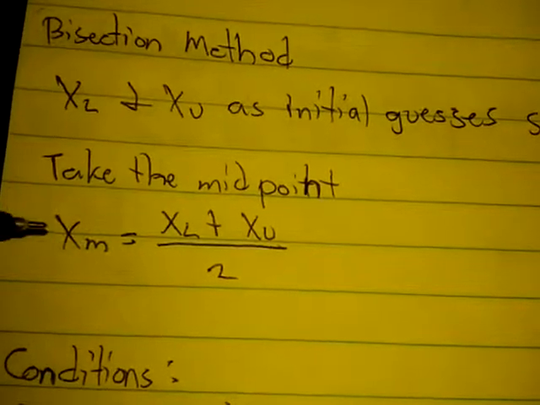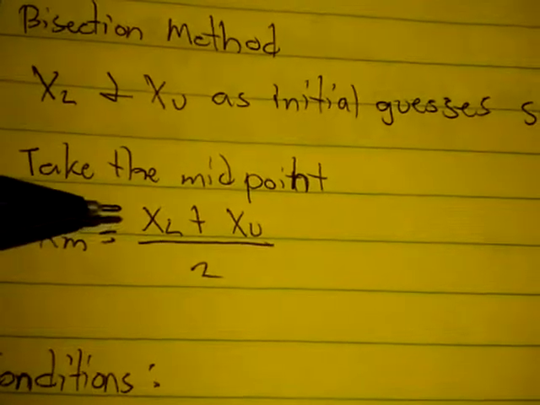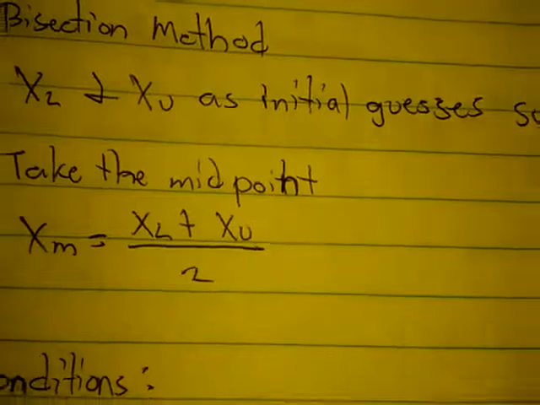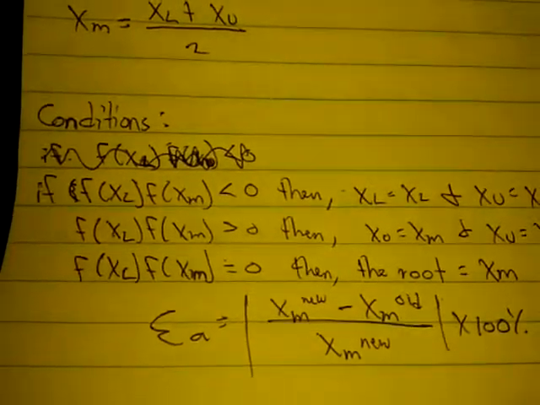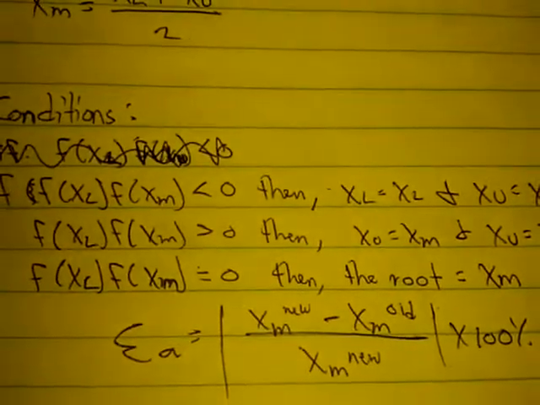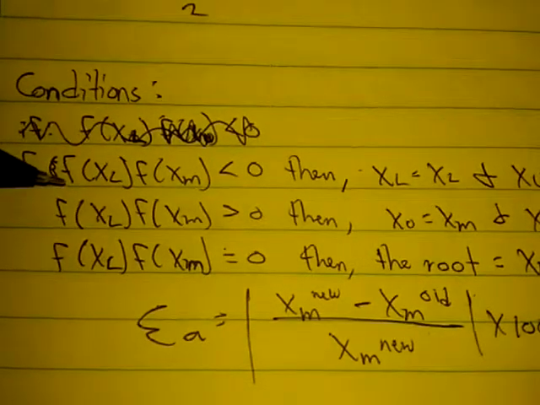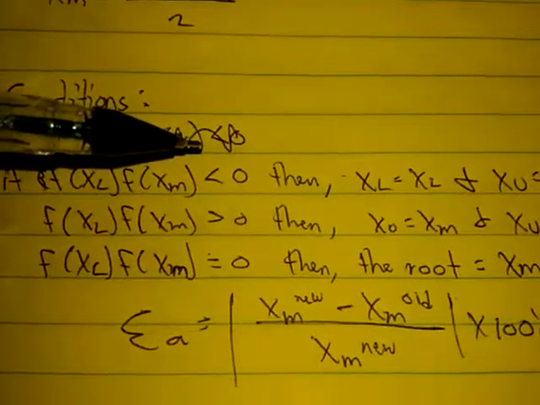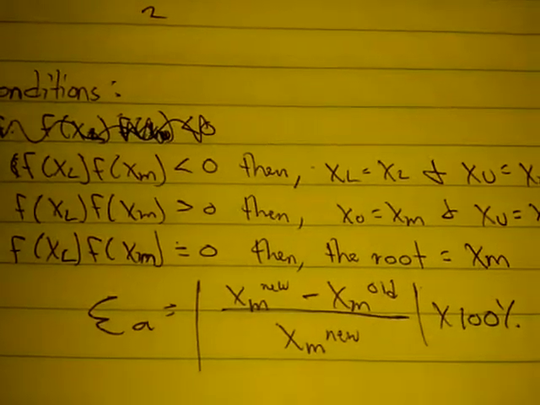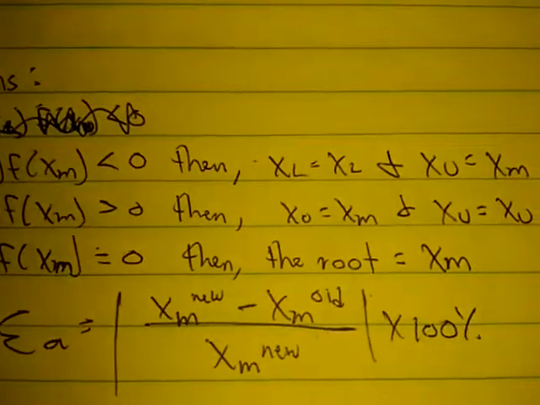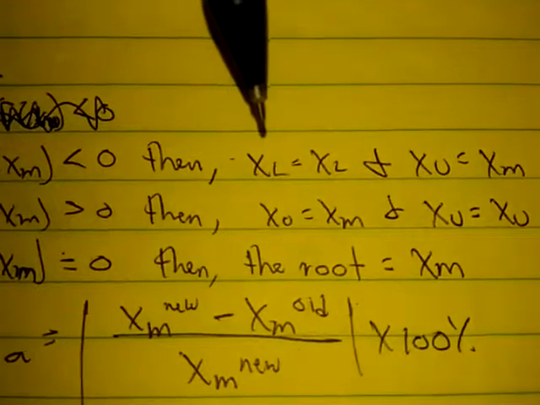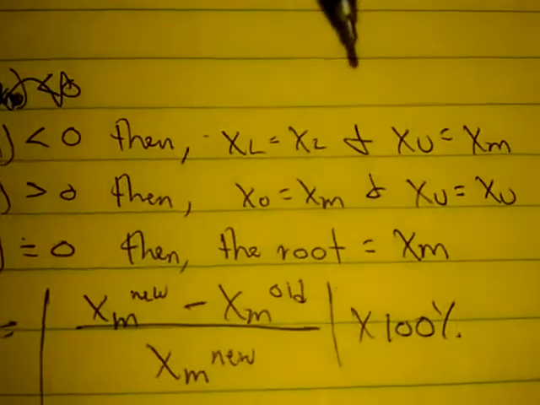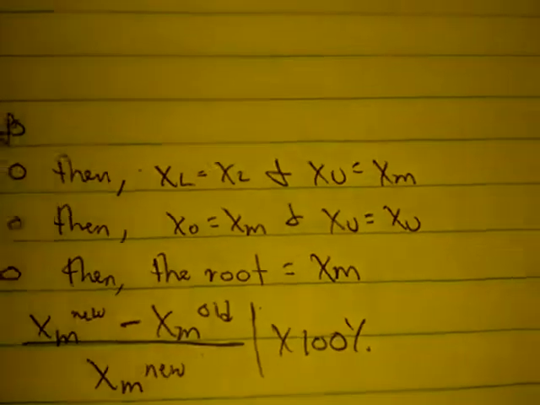solve mo muna yung midpoint niya. So, xm is equals to lower limit plus upper limit, divided by 2. So next, meron pa ulit siyang conditions. So una, if f of xl times f of xm is less than 0, then xl is equals to xl pa rin. Then xu is equals to xm.